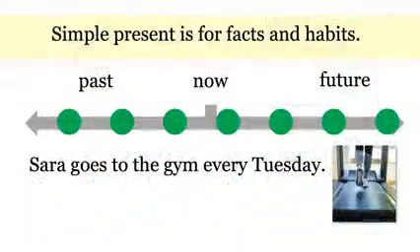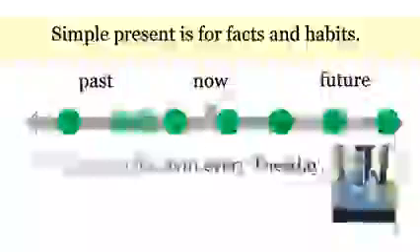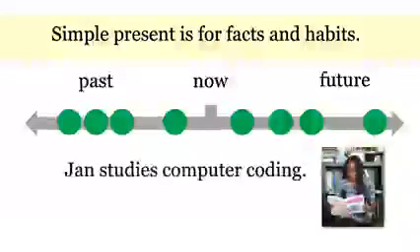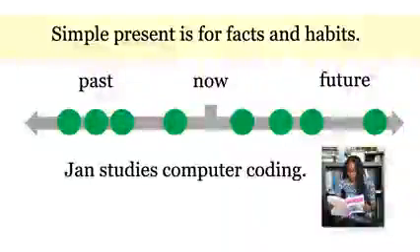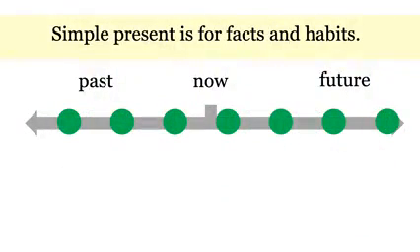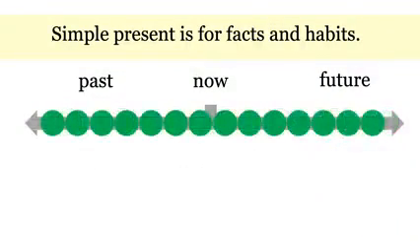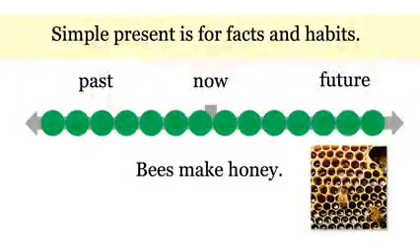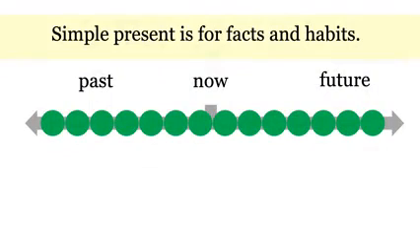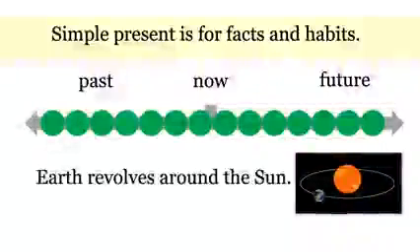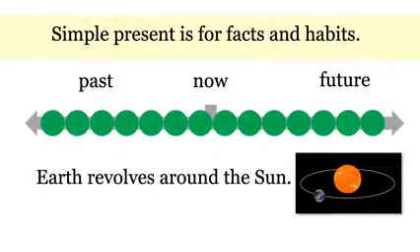Simple present is for facts and habits. Sarah goes to the gym every Tuesday. John plays basketball. Jan studies computer coding. The friends often surf together. Bees make honey. Earth revolves around the sun. All of these are examples of the simple present.